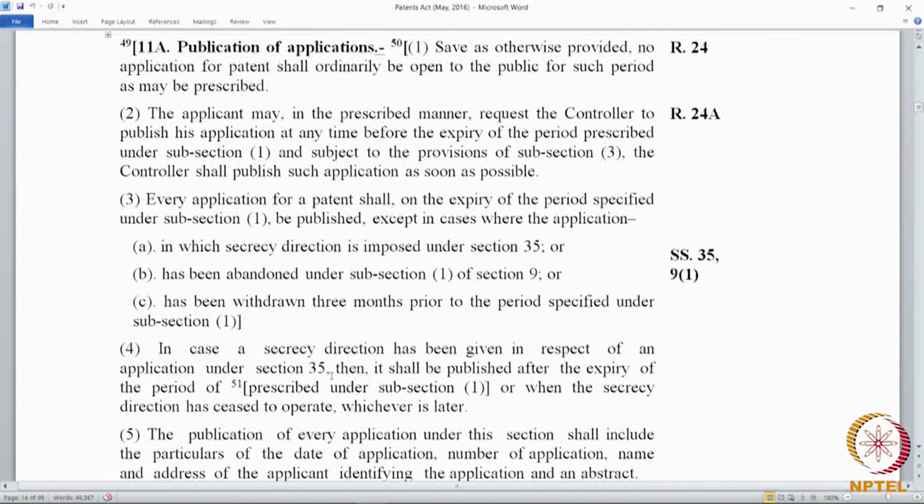Now, if a secrecy direction is issued under section 35, then the eventual publication of that application can happen either at the expiry of the 18-month period, which is the default case, or if the secrecy direction is still pending, when the secrecy direction ceases to operate. Whichever happens later, the application would get published only after that point. So, if within the first 18-month period the secrecy direction ceases to operate, then the application will be published at the end of the 18-month period. If the secrecy direction continues beyond the 18-month period, then the application will only be published when the secrecy direction ceases. Now, this is just to protect the application from getting into the public domain.